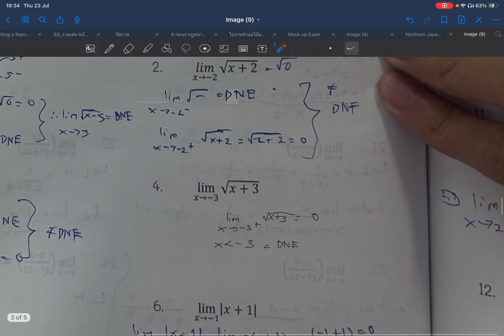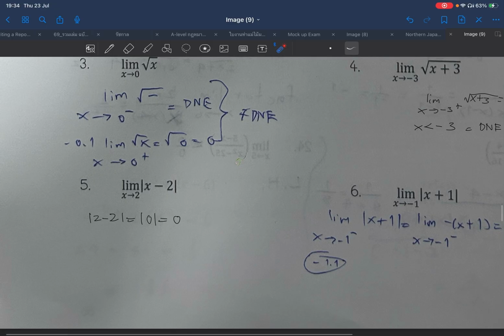Again, number 4, the limit of root x plus 3 as x approaches minus 3. Approaching minus 3 from the left produces negative values under the radical, making the left-hand limit undefined, like this. So, therefore, the limit does not exist.